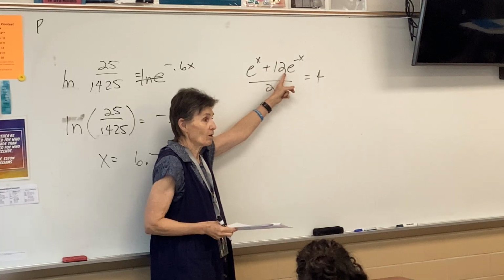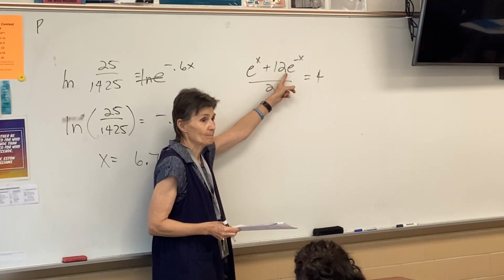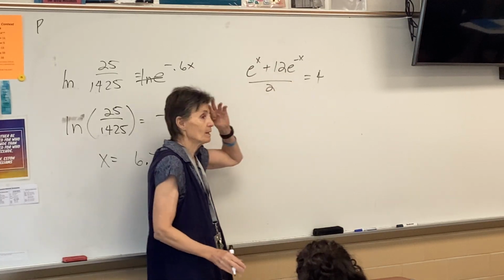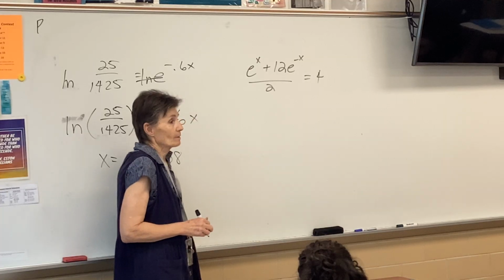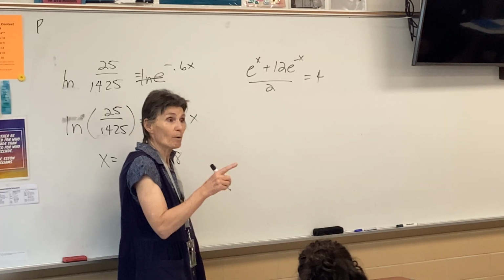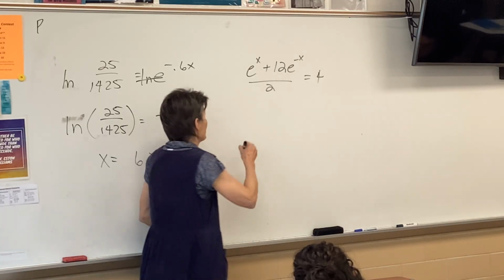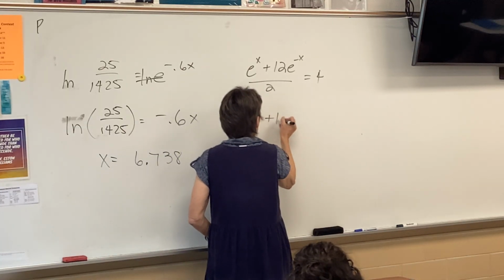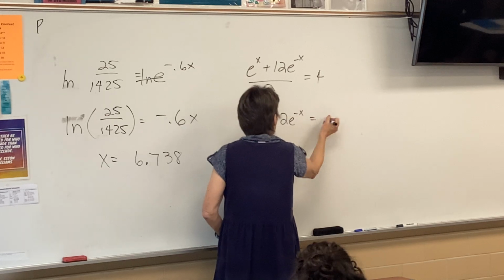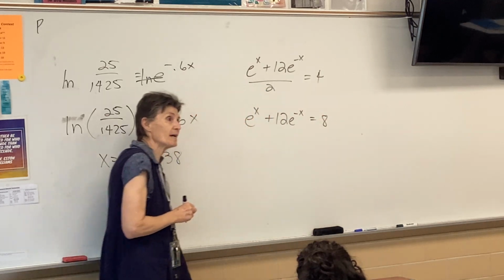I did modify the problem. I have a misprint on here. I put a 12 in there. All right. First step. You probably can guess what the first step is. What's the first step? Multiply by 2. And you might be able to guess what the next step is.